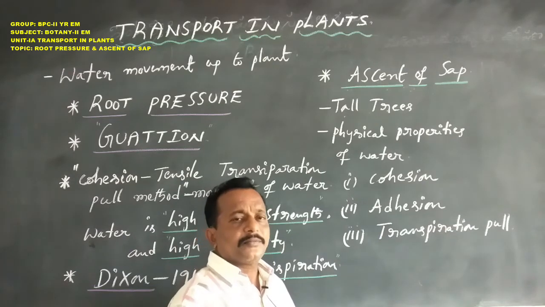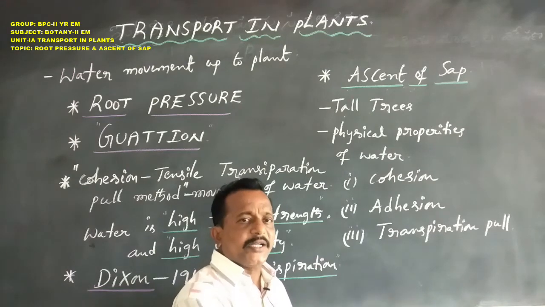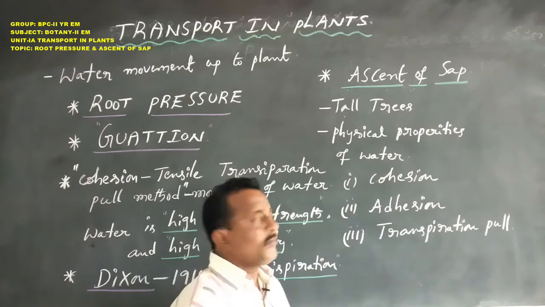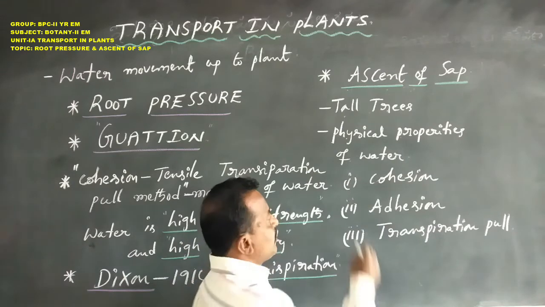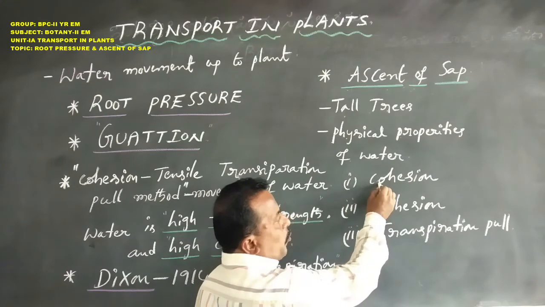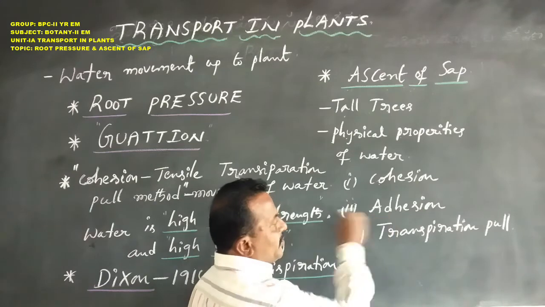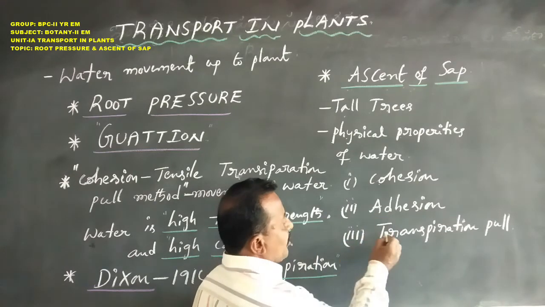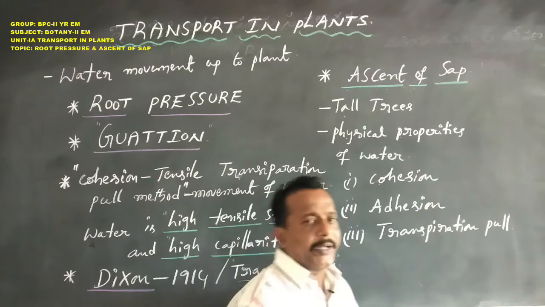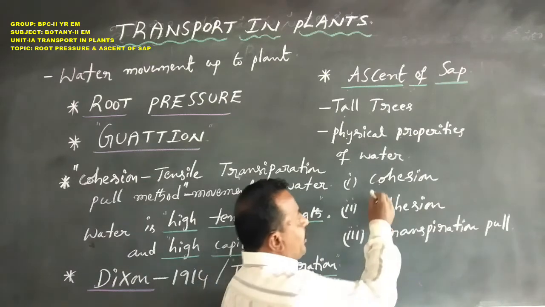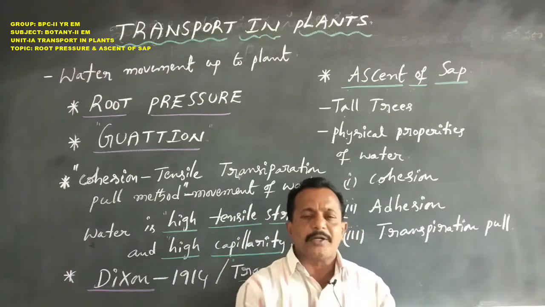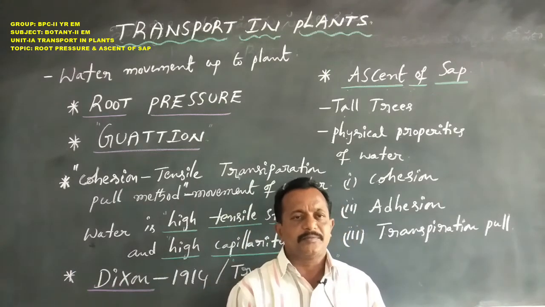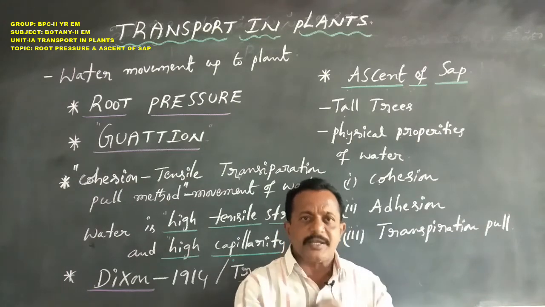Then in the xylem tissues, especially tracheids and vessels, water follows some physical properties. First, cohesion; second, adhesion; third, transpiration pull. Now, first one, cohesion. Cohesion means attraction between similar kinds of water molecules.